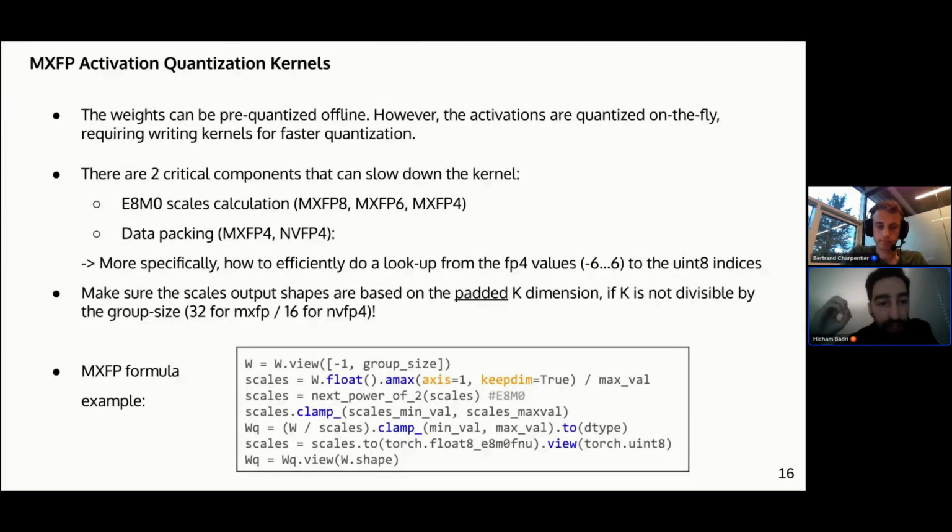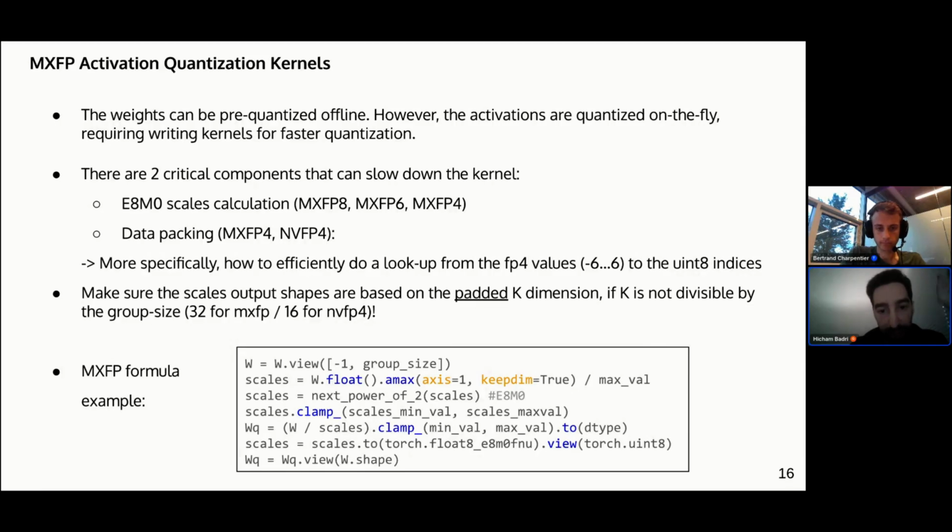But basically the general algorithm here is very simple. For MXFP quantization in general, if you had to do it in PyTorch, you would just reshape your matrices, find the max values, and divide by the max value. If you're doing FP4, for example, the max value would be 6. If you're doing FP8, the max value depends on which type of FP8 you're using. If you're using E4M3, it will be 448. Then you get these scales, which are per group of 32, and then you need to find the next power of 2.